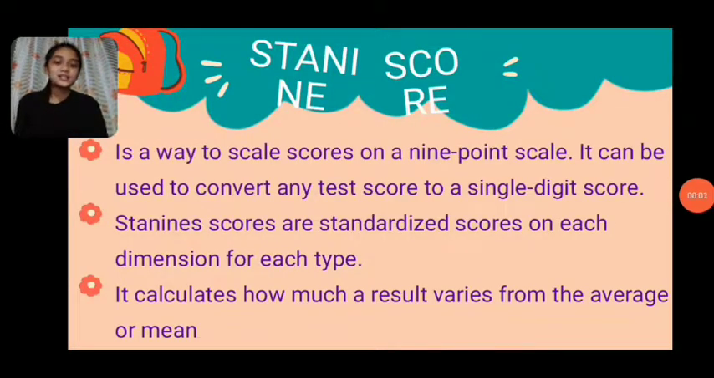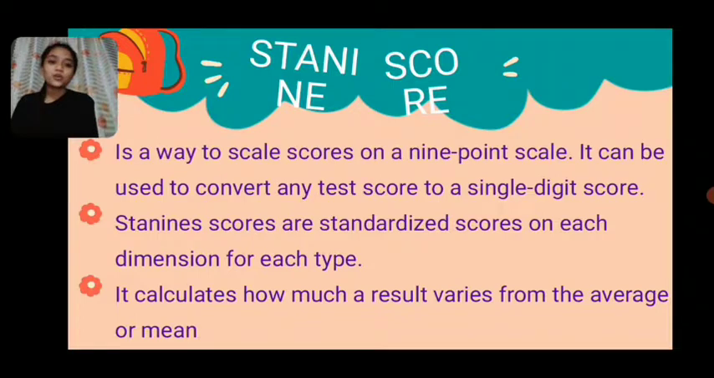Okay, so next is standard score, or stanine. It is a way to scale scores on a 9-point scale. It can be used to convert any test score to a single-digit score. So it is a method for scaling test scores from 1 to 9, in which 1 is low, the mean is 5, and 9 is high.